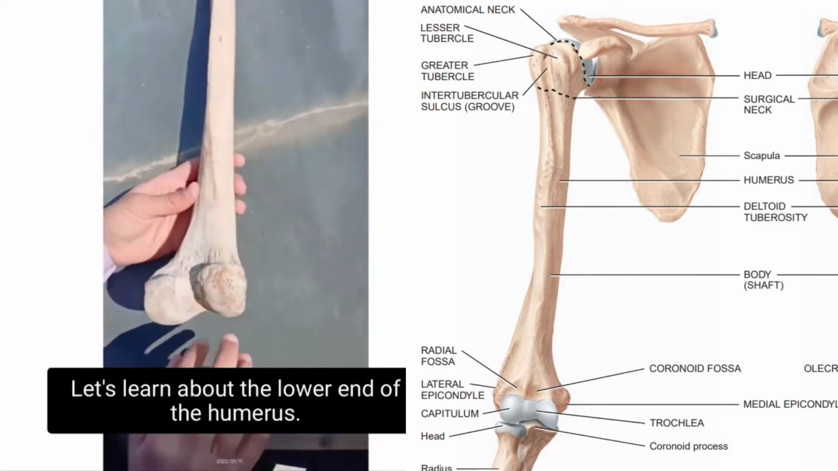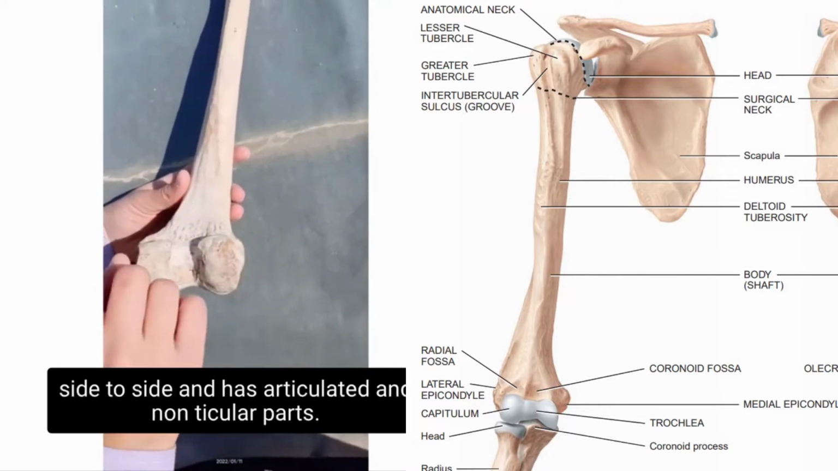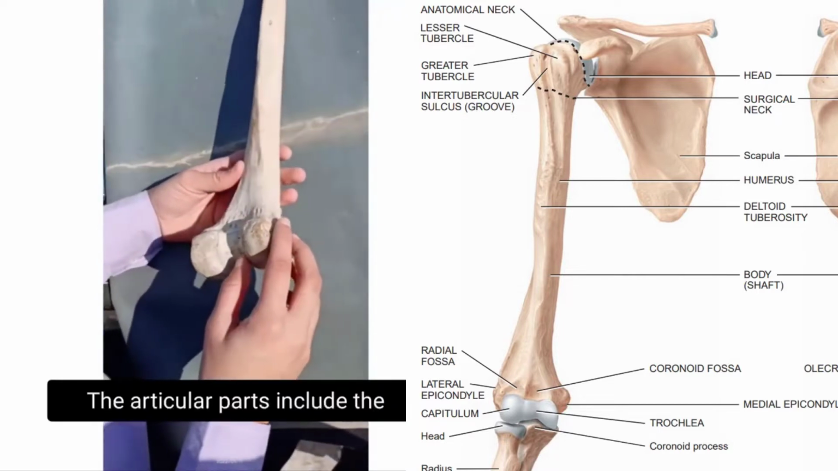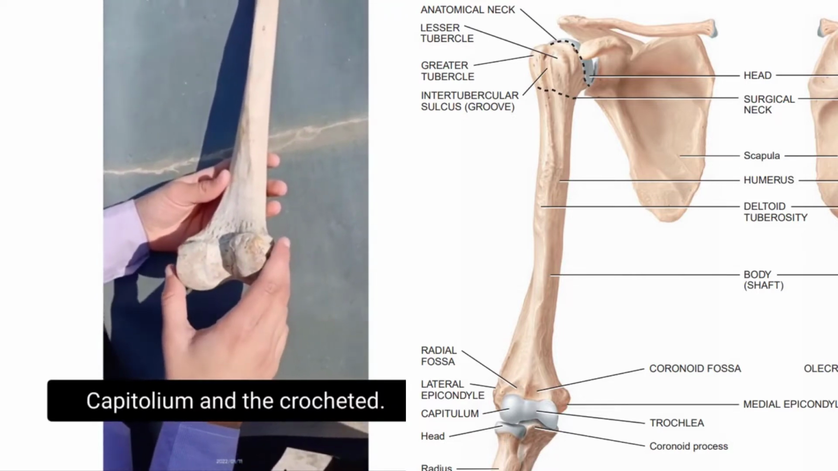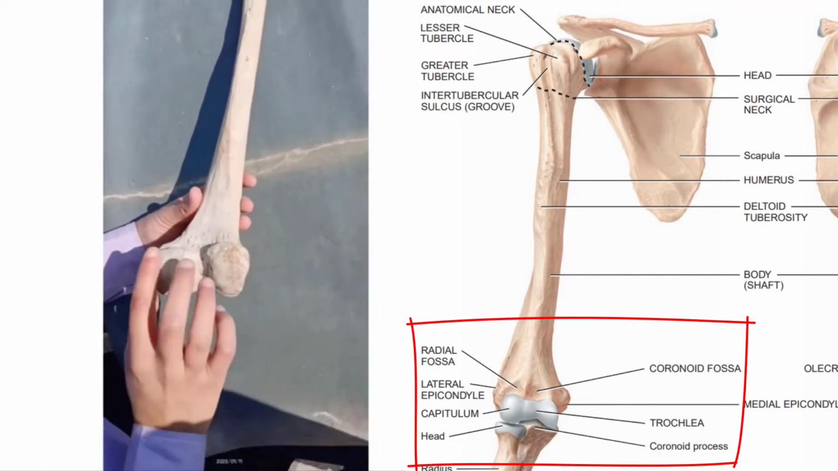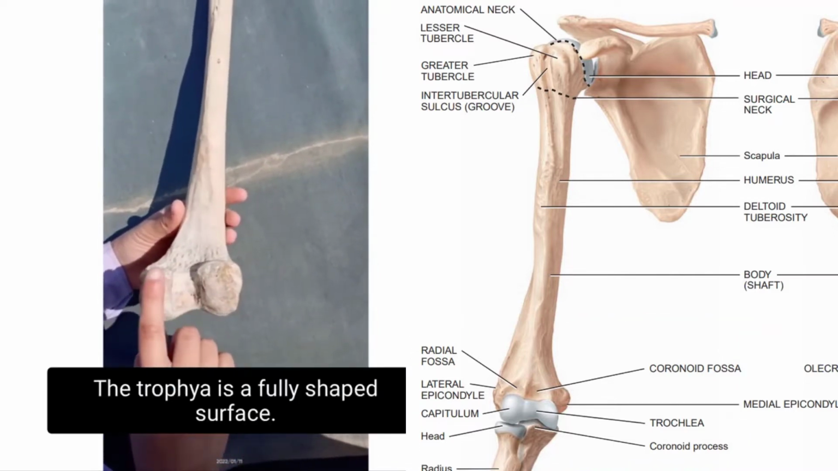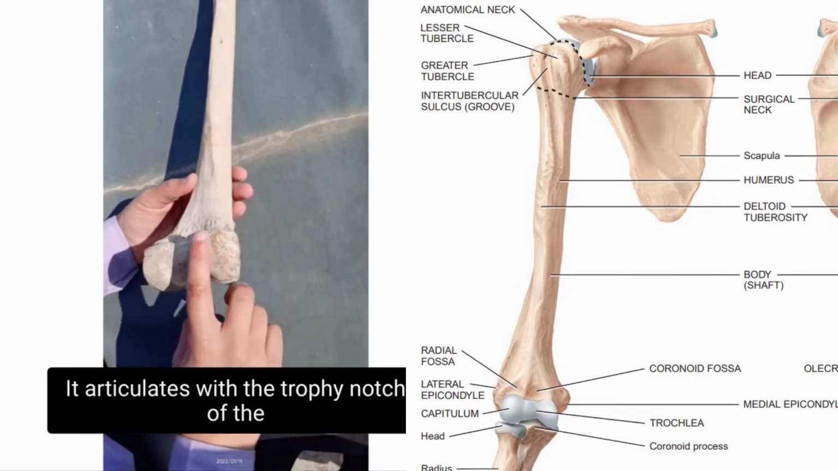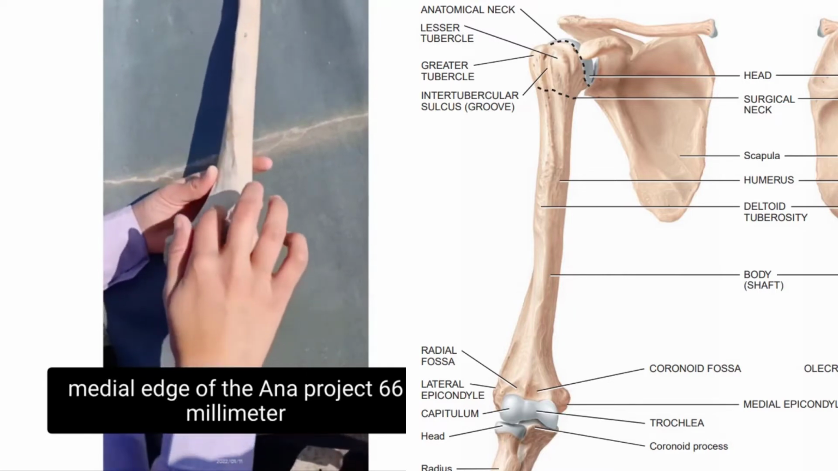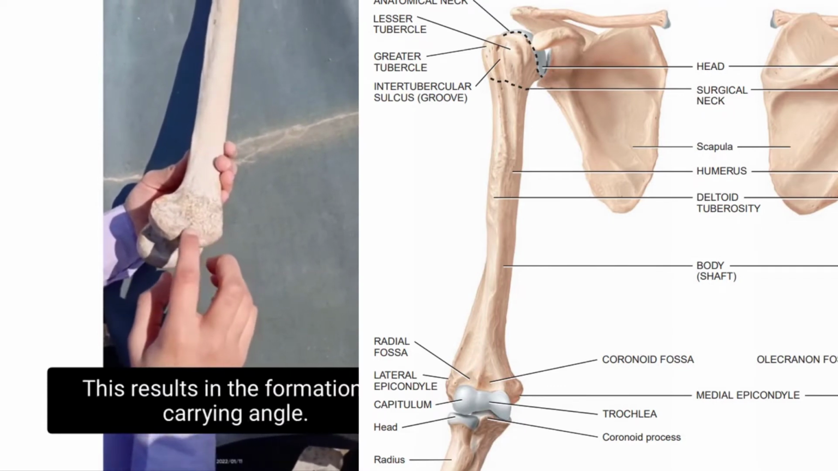Let's learn about the lower end of the humerus. The lower end forms the condyle, which is expanded from side to side and has articular and non-articular parts. The articular parts include the capitellum and the trochlea. The capitellum is a rounded projection that articulates with the head of the radius. The trochlea is a pulley-shaped surface. It articulates with the trochlear notch of the ulna. The medial edge of the trochlea projects about 6 mm more down than the lateral edge. This results in the formation of the carrying angle.